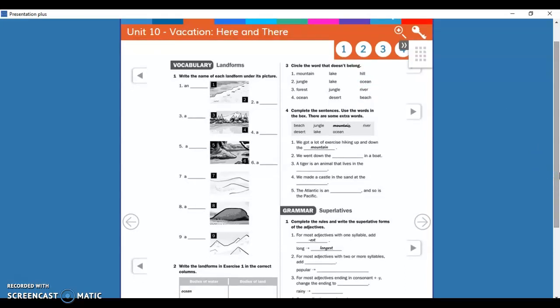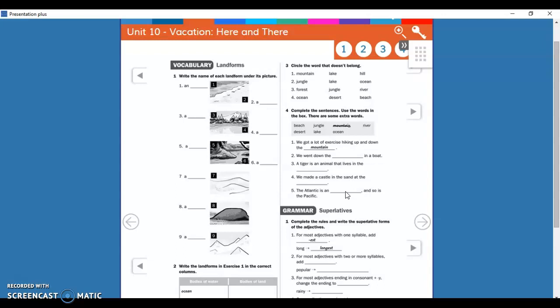Exercise number 4. You're going to complete the sentences. Use the words in the box. There are some extra words. Hay algunas palabras que sobran. Cada uno va a leer, identifica palabras clave. Si necesita usar el diccionario lo puede hacer.